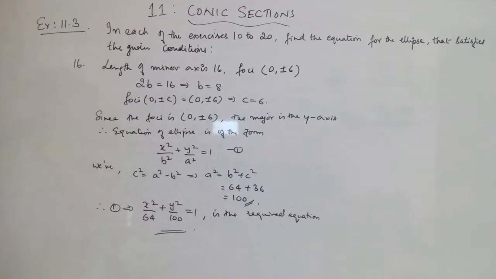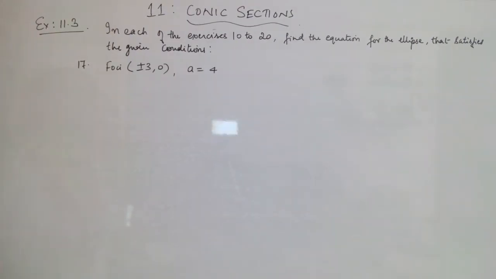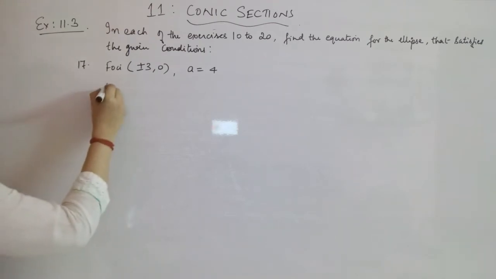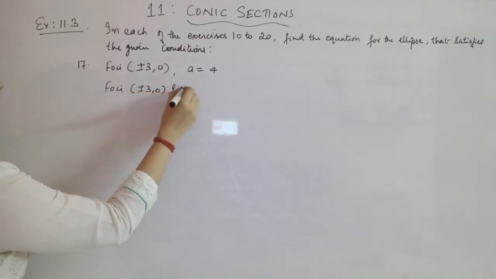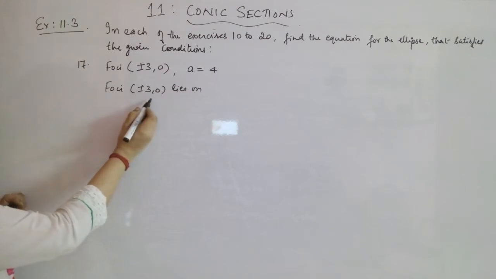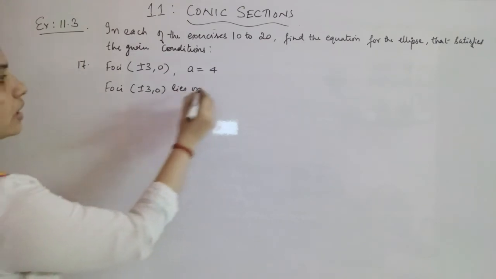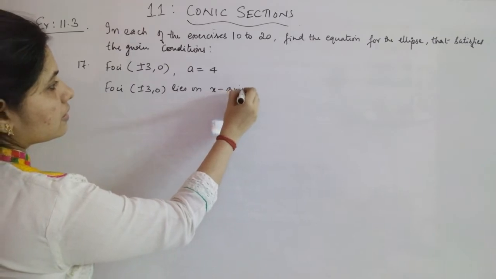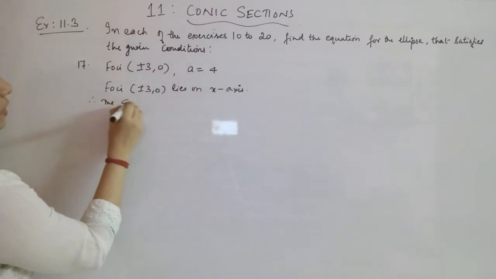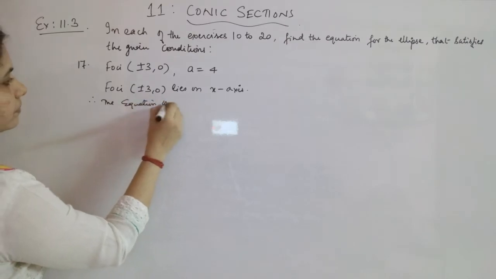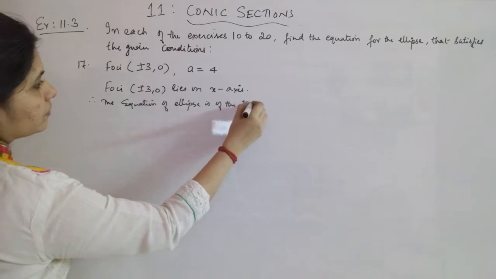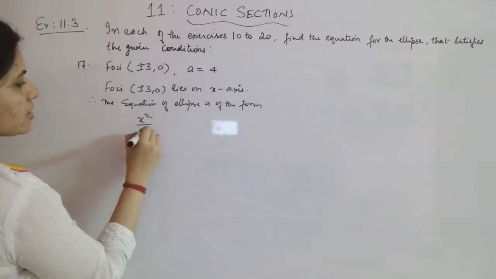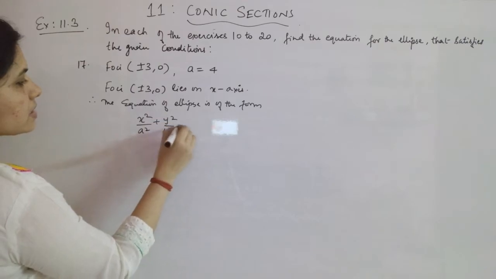Clear? Question number 17: foci is given to be plus or minus 3 comma 0 and a is given to be 4. Now again, foci, which is plus or minus 3 comma 0, lies on which axis? It should lie on the x axis. So foci lies on the x axis. Therefore the equation should be of the form x square by a square plus y square by b square equal to 1.